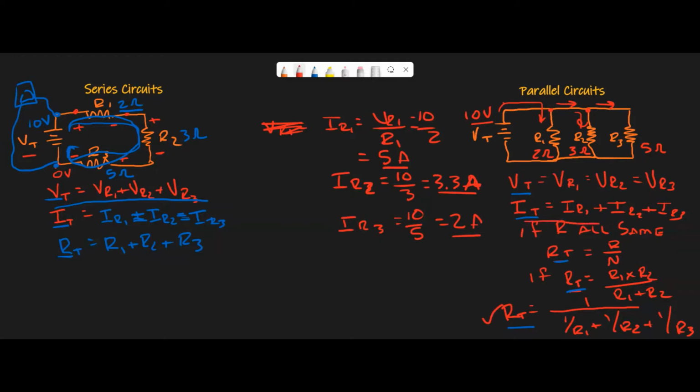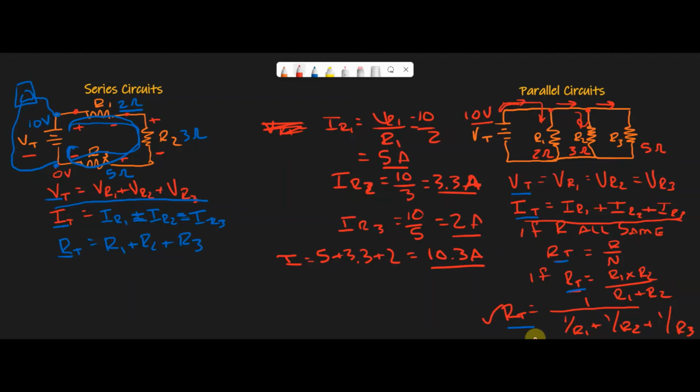And I know that my equation for my total current is all of those added together. So it's 5 plus 3.3 plus 2, and that's going to give me 10.3 amps. So that's what I would be pulling out of this particular battery to supply those three loads: 10.3 amps.